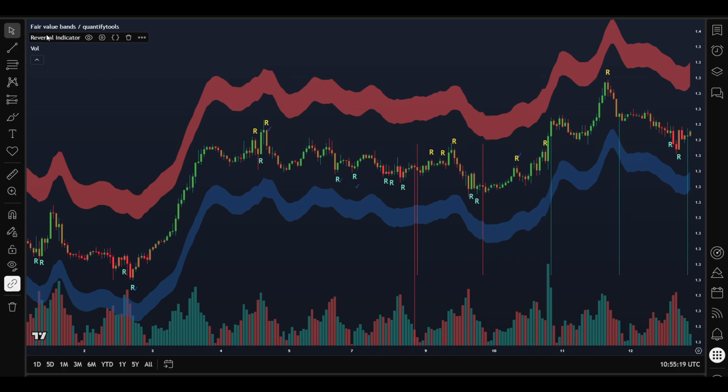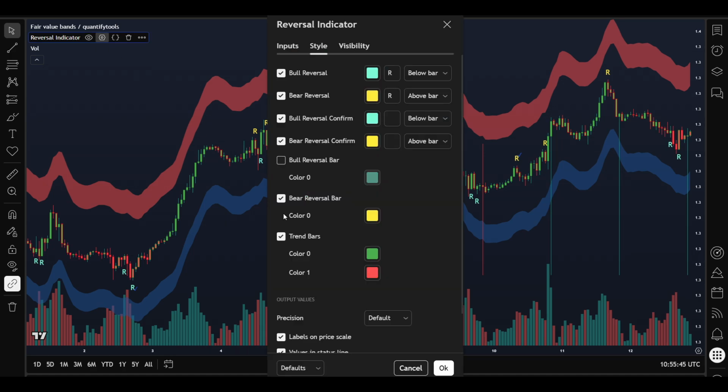Reversal indicator, Strategical charts. This tool labels candles with R where price tags the outer Bollinger areas. Sky blue R suggests a bullish reversal. Yellow R suggests a bearish reversal. Only act when an R is followed by a checkmark, confirmation that the next candle follows through. Open settings and disable candle color changes. We don't need them.